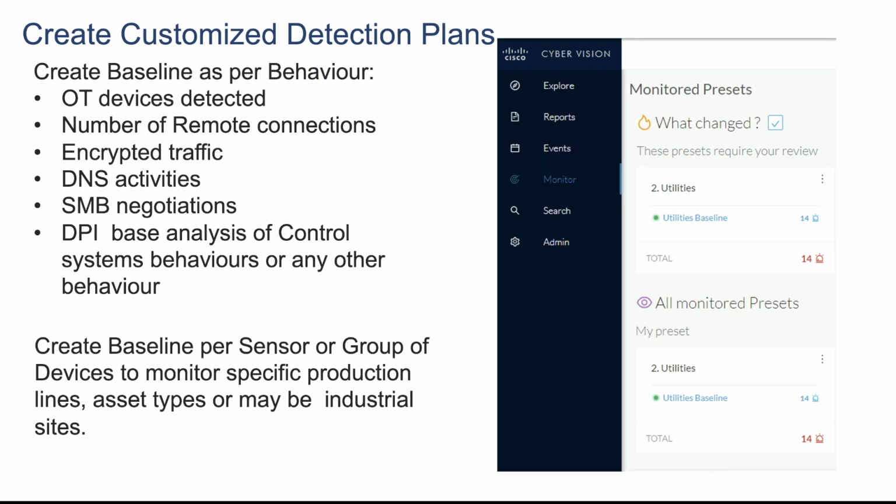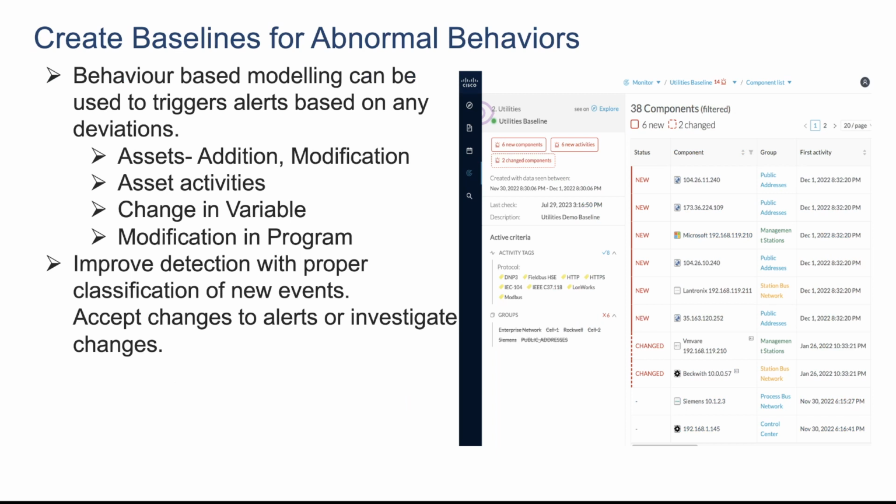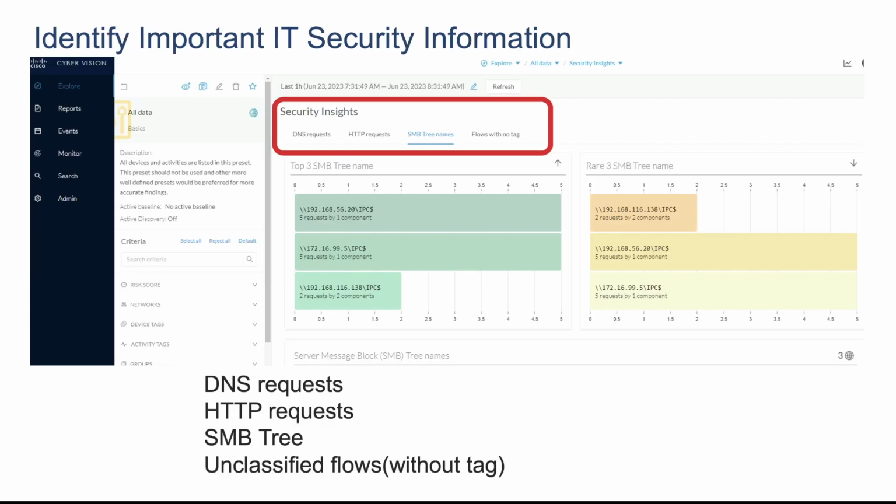Next is to create a customized detection plan. Once the baseline has been created as per the behavior, then any anomaly or any change in the baseline has to be detected and alerted. So this is just a snapshot view of how abnormal behaviors are being tracked and displayed in Cisco CyberVision.